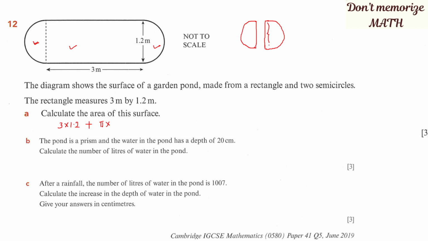So this length is given 1.2. So this 1.2 will be the diameter. So radius will be 1.2 over 2. You will get 0.6. Half of 12 is 6, right? So we have one decimal. So put the decimal. So pi times radius is 0.6 square. So take the calculator and find out. So 3 times 1.2 plus pi times 0.6 square. So we will get 4.73. I will write the final answer here.